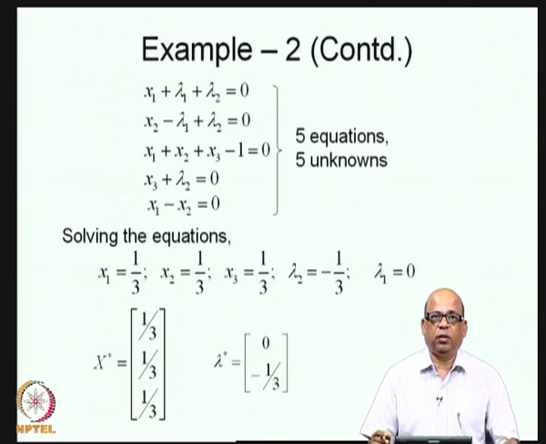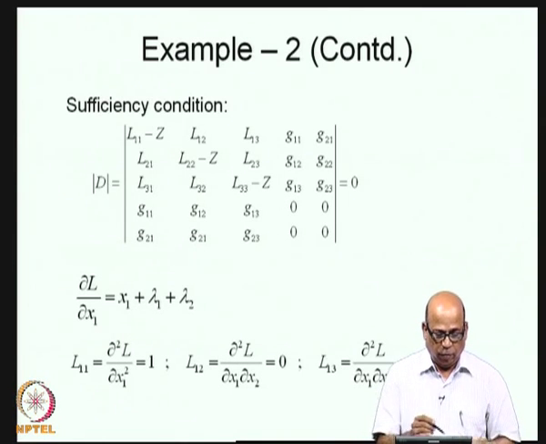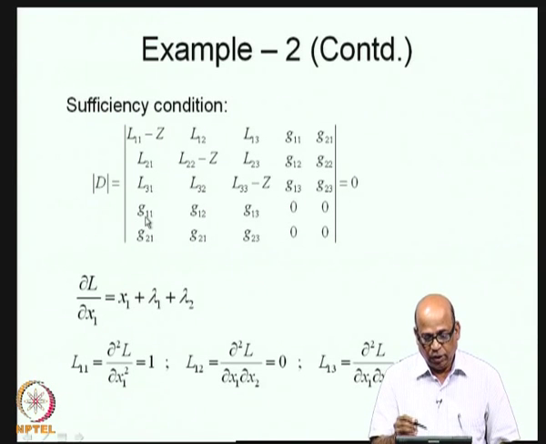So, in the sufficiency condition, we deal with the second order derivatives of the Lagrange function with respect to the variables x1, x2, etc., and the first order derivative of the constraint function with respect to each of the variables. So, we formulate the determinant D as L11 minus z, L12, L13. There are 3 variables, x1, x2 and x3, and 2 constraints.